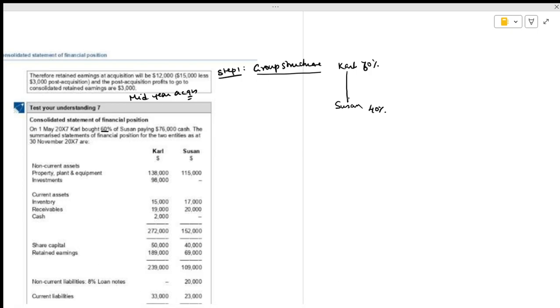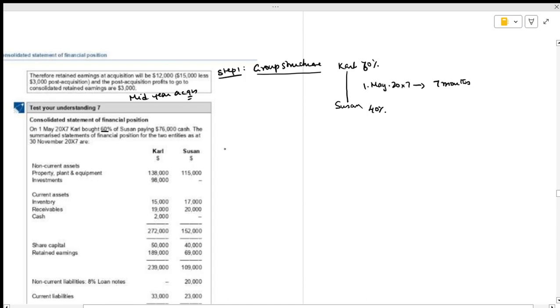For how many months? They have said it is 1st May. Okay, 1st May 2007 means it is for how many months? It is for 7 months. Very important. Fine. Next.